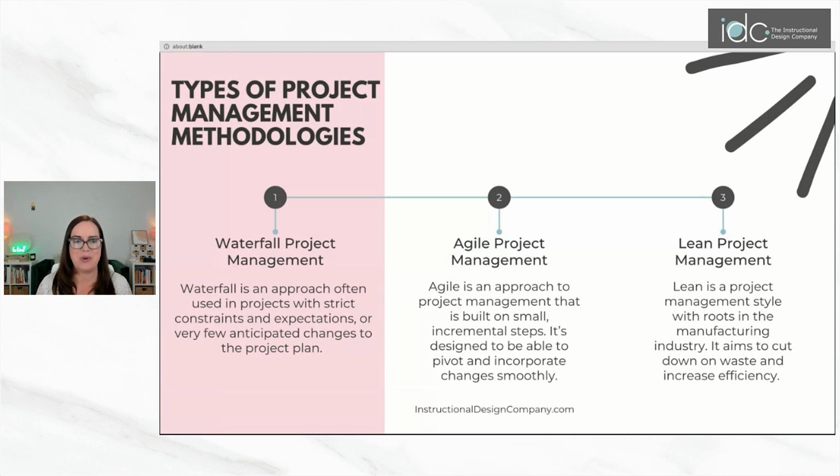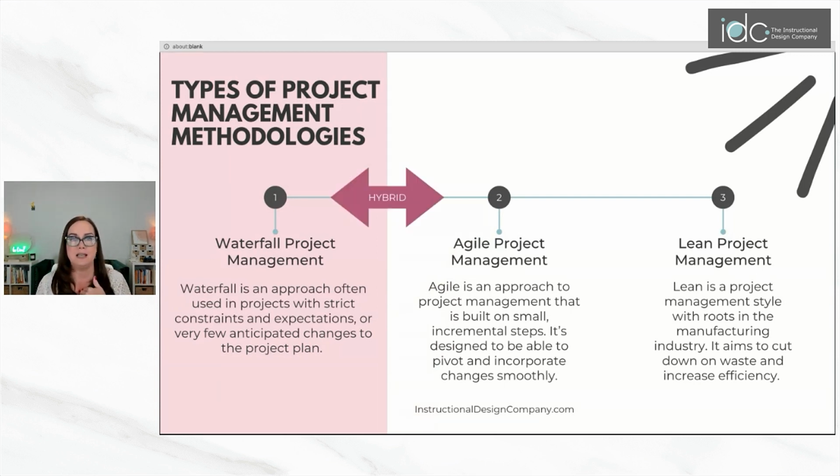And then the third main methodology that we often hear about is lean project management. Sometimes you hear about things like Lean Six Sigma. Now, this one doesn't really pop up for us too much in L&D unless you work in that Lean Six Sigma kind of space, but it is worthwhile to be familiar with this terminology.